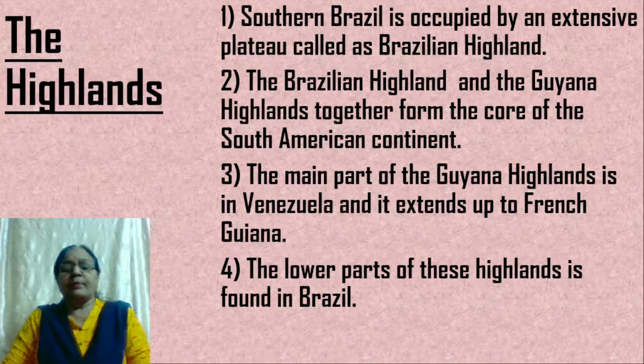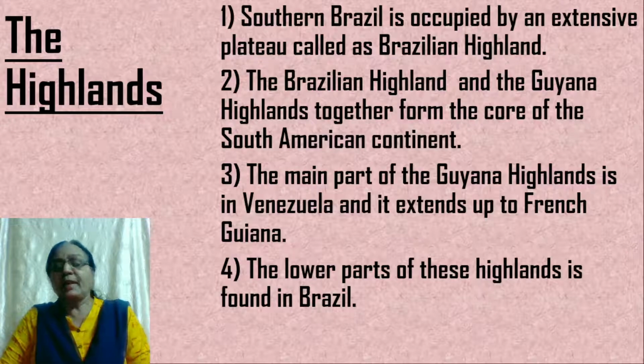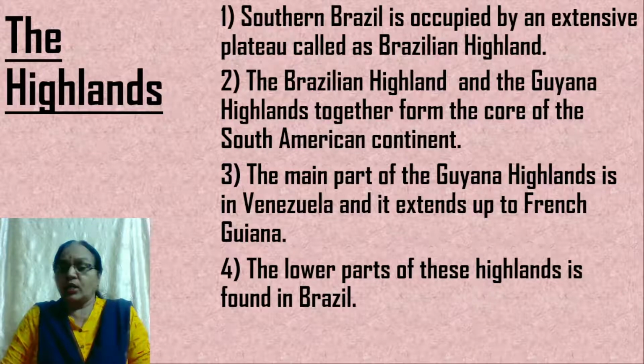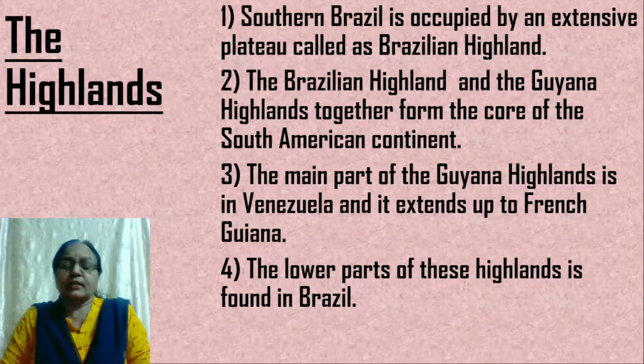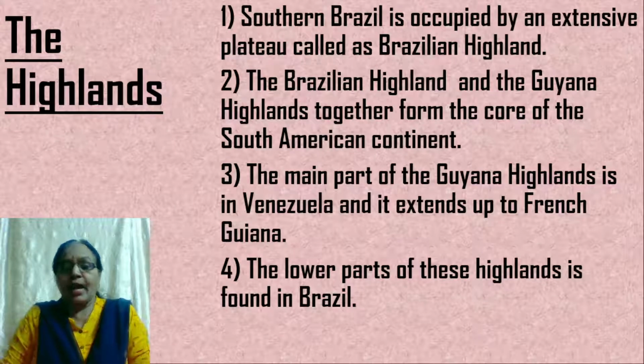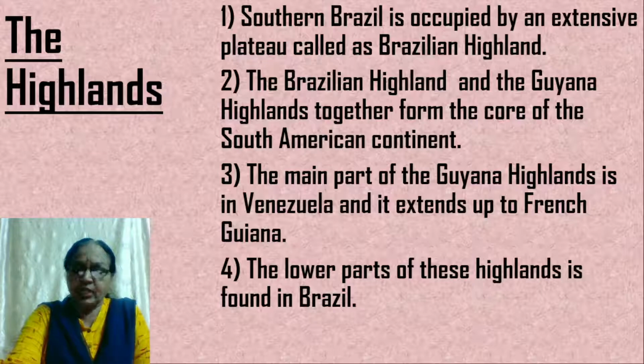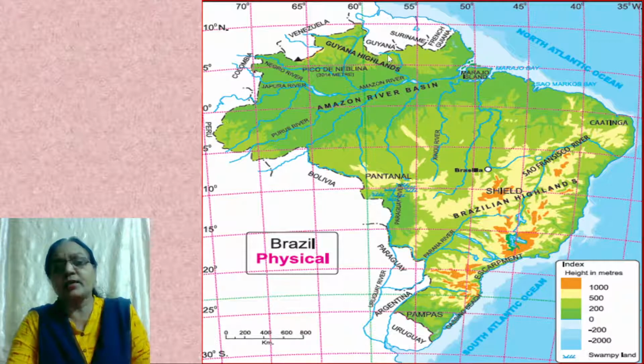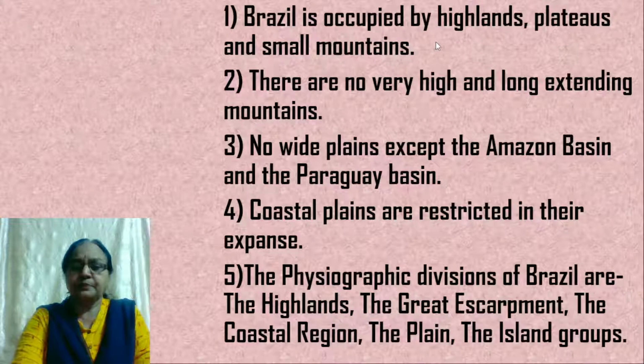The main part of the Guiana highland is in Venezuela, and it extends up to French Guiana. So most of the parts of the Guiana highland can be seen in Venezuela, and it extends up to French Guiana. This is the Guiana highlands, most of it in Venezuela, and it can be seen extending even up to French Guiana.